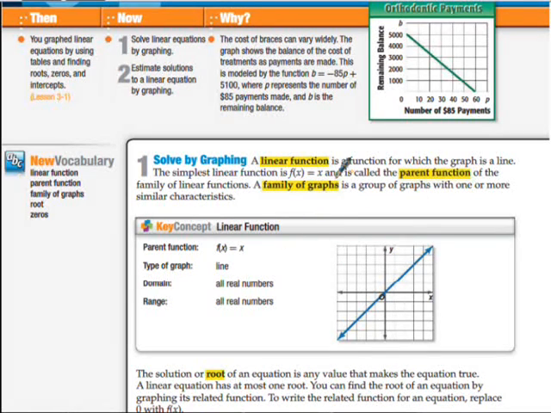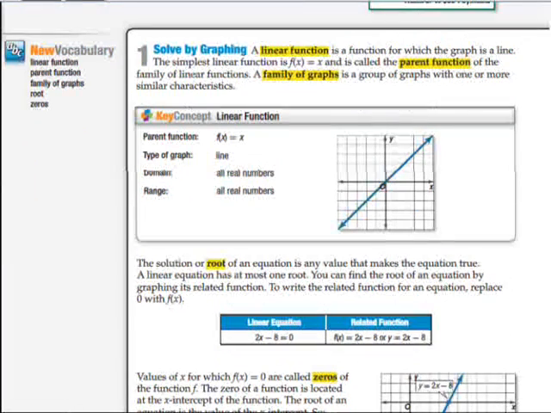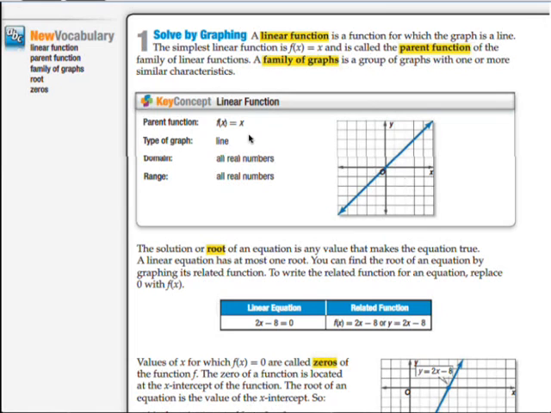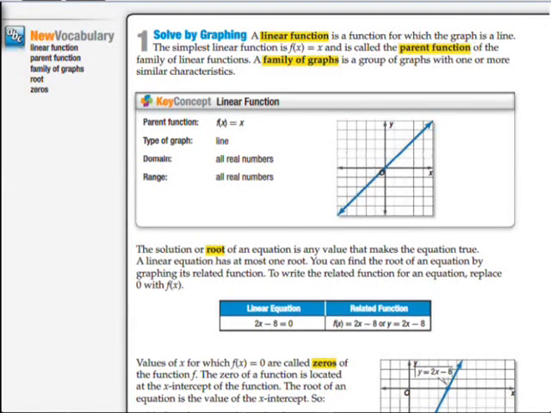The parent function is like the simplest of the functions. So that's right here. Again, f of x equals x is the parent function. And then we have a family of graphs. That's a group of graphs with one or more similar characteristics. And so we'll talk about those. The parent function, again, f of x equals x, goes through the origin. It's a line. Its domain, so the x values, are all real numbers. Its range is the y values, and it's all real numbers because it goes forever in both directions.